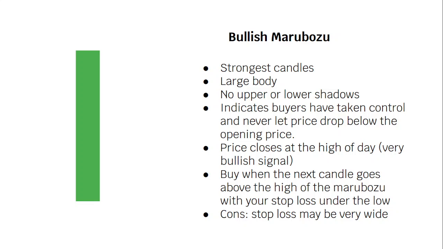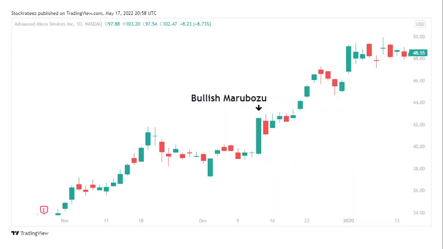So how do we trade it? It's all about the next candle. A lot of candlestick trading is about what happens next, and that decides your decision. So we're going to buy when the price goes above the high of the Marubozu.